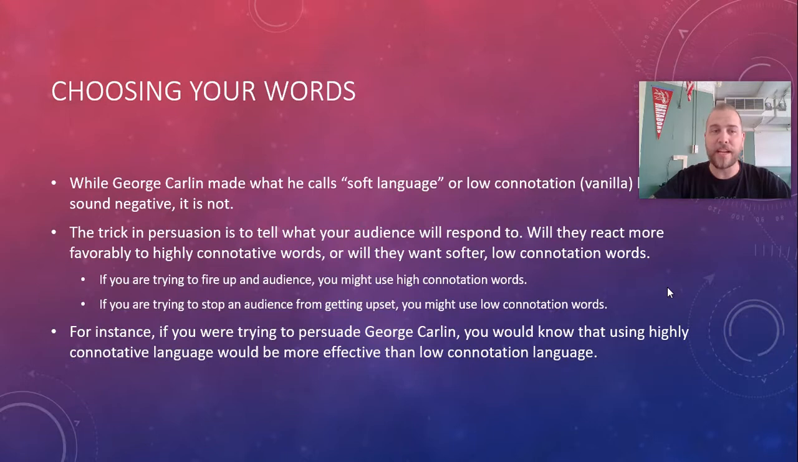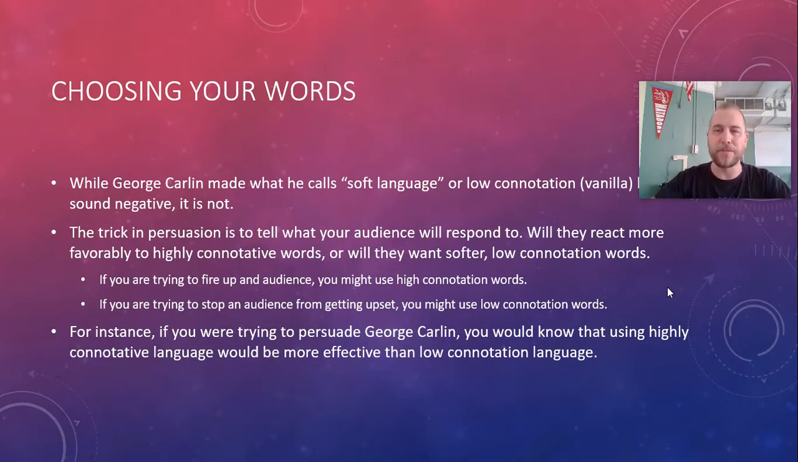But the trick in persuasion is to tell when your audience is going to want high connotation language and when it's not going to want it. And so typically, if you're trying to fire up an audience, you're going to want to use those high connotation words because they have a high emotional impact and they're more likely to reach your audience. If you're trying to stop an audience from getting upset, you're going to want to use those low connotation words, the ones that aren't going to get them riled up, as a general rule, although that's not always true.